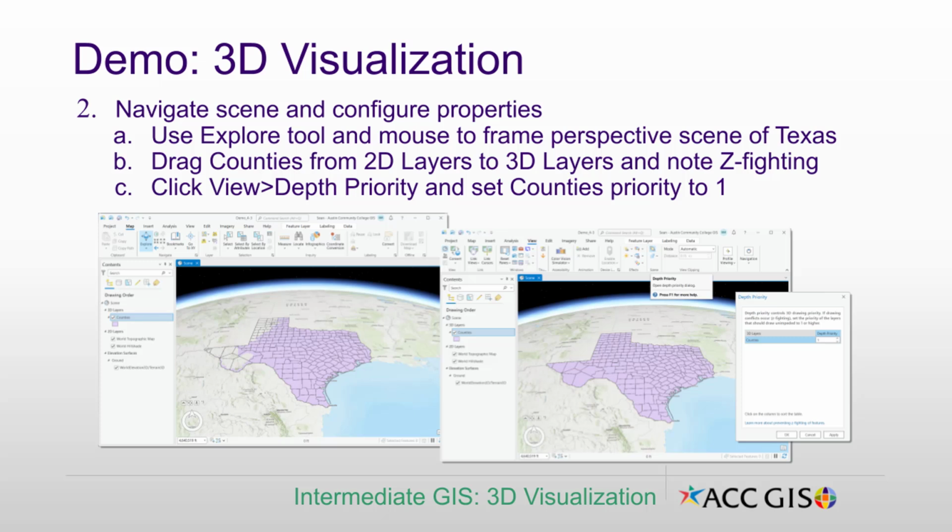In step two, we'll navigate our scene and configure the properties. First, we'll use the Explore tool and mouse to frame our perspective scene of Texas. Then we'll drag the counties from 2D layers to 3D layers and note the Z-fighting that is occurring in our scene. And last, we'll activate the view ribbon and click depth priority to open the depth priority window and set the counties' priority to 1 to resolve any Z-fighting in our scene.